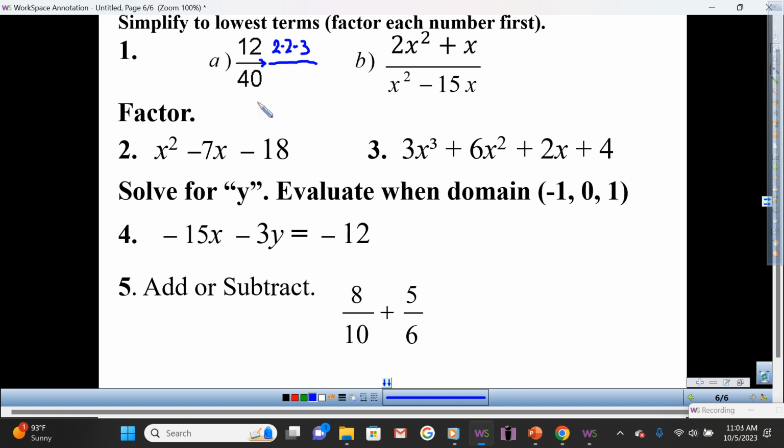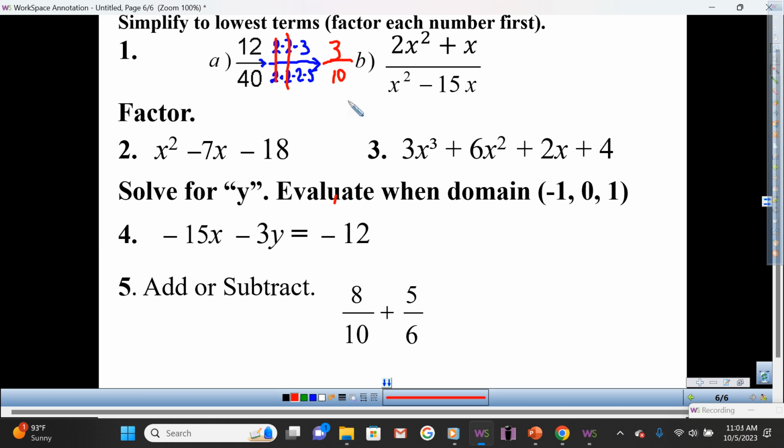How about 40? What did you get for 40, Jacob? How do you rewrite 40? Yes, 2 times 2 times 2 times 5. That is correct. Giant ones. And we're left with 3 over 10. Hands if you got that.